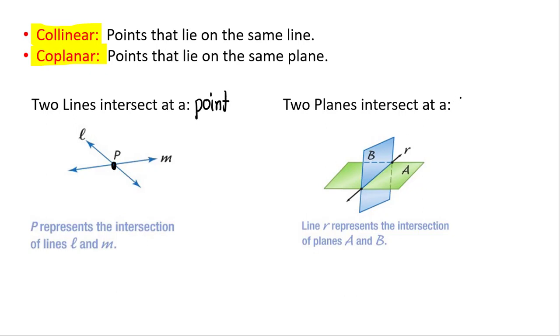Two planes intersect in a line. Here I have line R that intersects both planes. So I think about this as, look at a corner of the room you're in. One of the walls in front of you and one of the side walls, they intersect at a line. Versus if you have two pencils laying down on your desk, two pencils are going to intersect at a point.